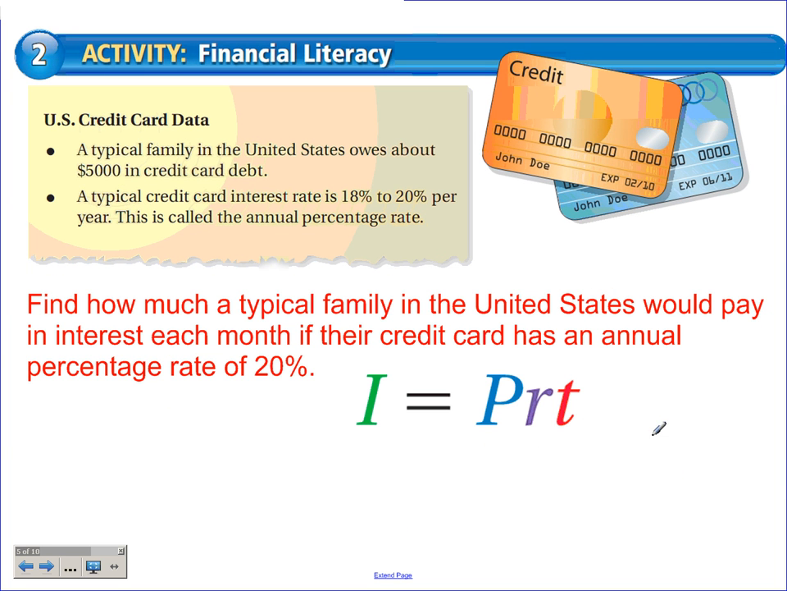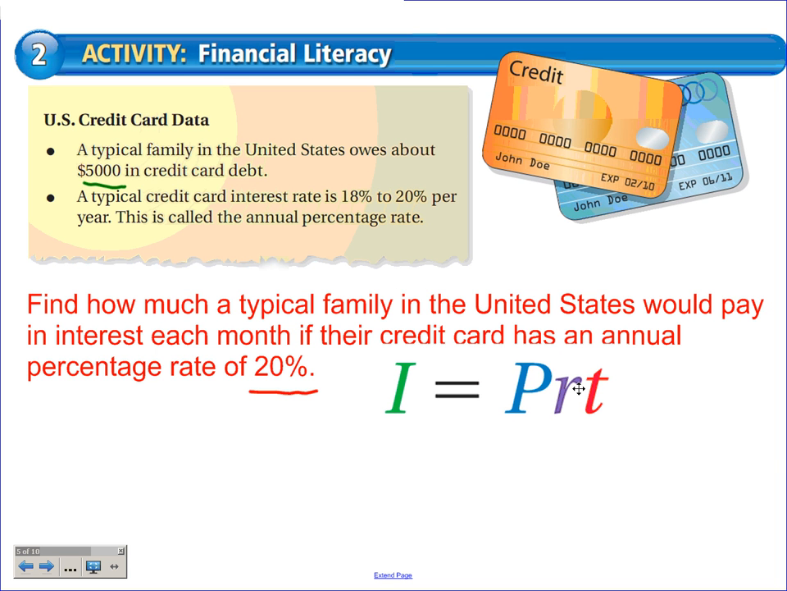Try the next one on your own. Same credit card information, so your principal is still the 5,000. Now I want you to find it for a rate of 20%. Pause the recording, do the problem, start it back up when you are ready, and I will do it for you.